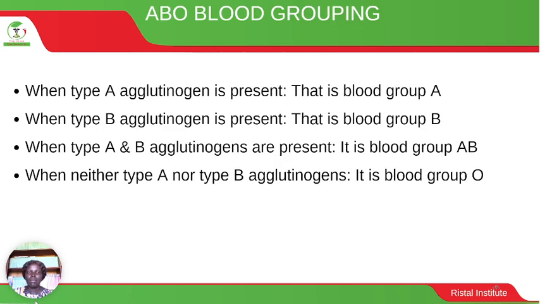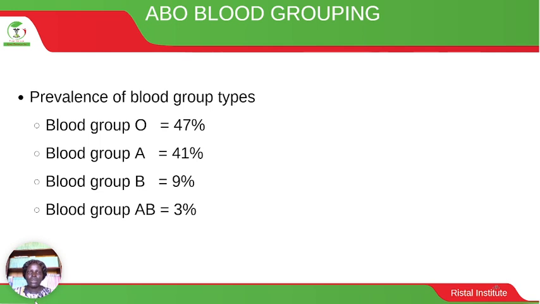Let us look at the ABO blood grouping. When type A agglutinogen is present, that is blood group A. When type B agglutinogen is present, that is blood group B. When type A and B agglutinogens are both present, it is blood group AB. When neither type A nor type B agglutinogens are present, then it is blood group O. That is self-explanatory, I don't need to go into details. So ABO blood grouping, we are still continuing.